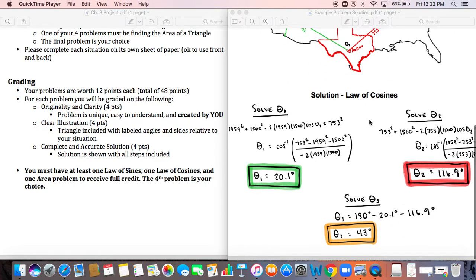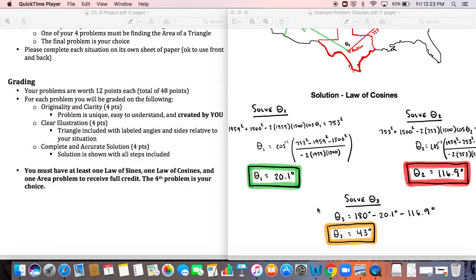So the final 4 points is for including the complete and accurate solutions. And I just want to emphasize one more time, you should have 1 problem that you're solving using law of sines, 1 that you're solving using law of cosines, 1 that you are finding the area for, and then the final one is your choice. And that's that. You do not have to include the ambiguous case, but that could potentially come up in your problem.